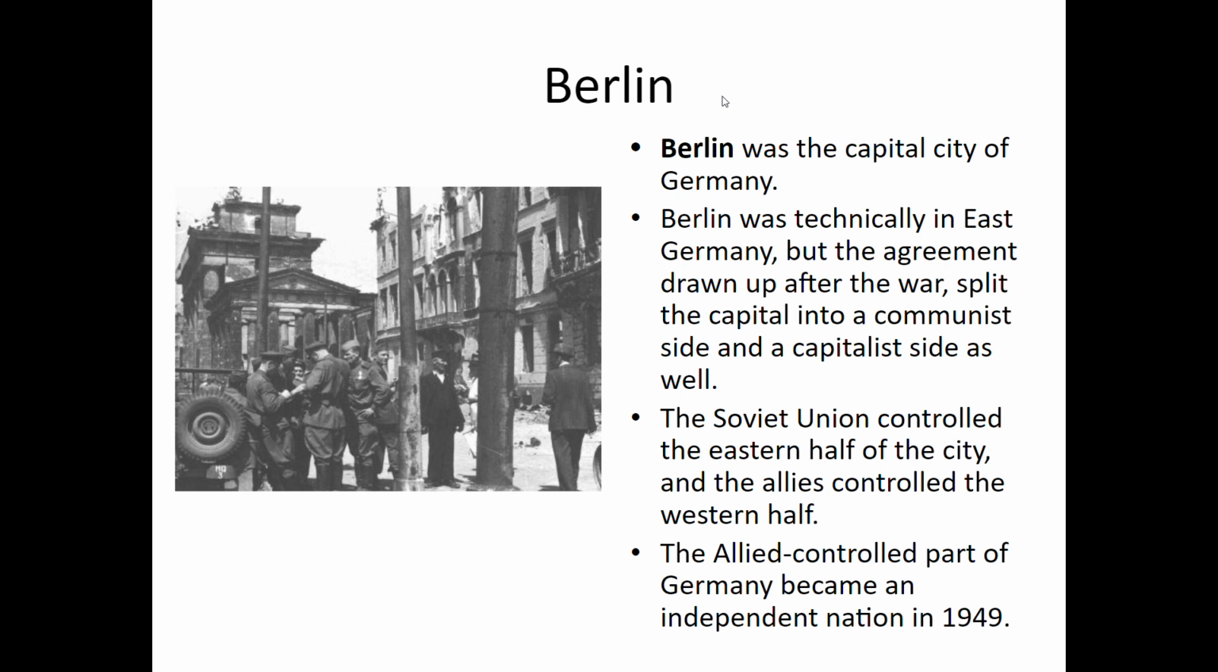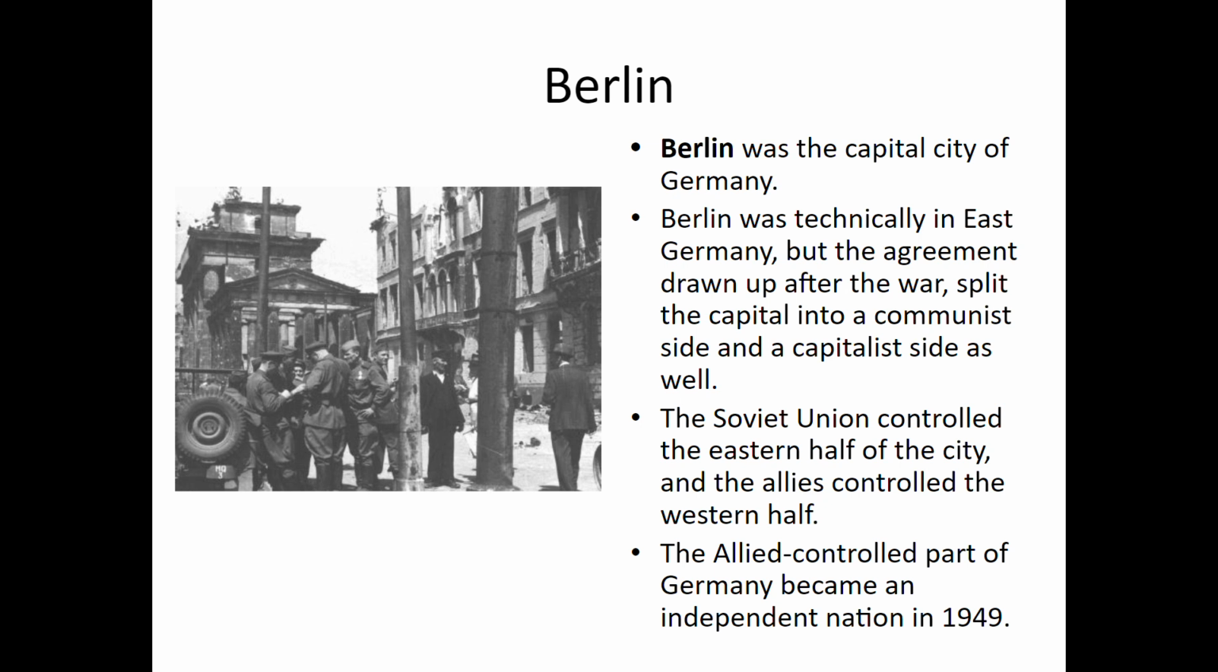Berlin. Berlin was the capital city of Germany. Berlin was technically in East Germany, but the agreement drawn up after the war split the capital into a communist side and a capitalist side as well. The Soviet Union controlled the eastern half of the city, and the Allies controlled the western half.